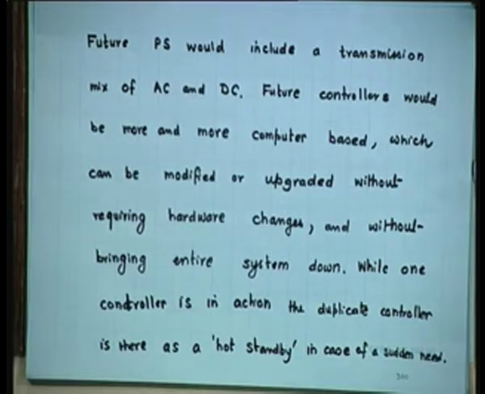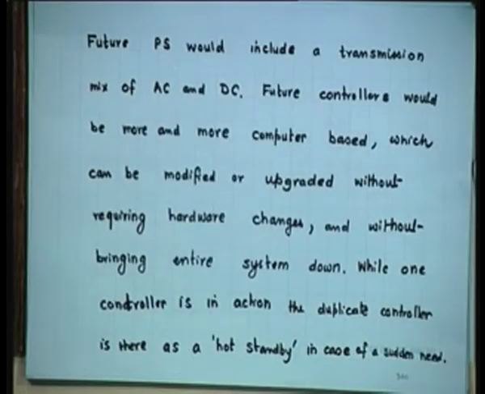Future controllers would be more and more computer based. That is very obvious. They can be modified and upgraded without requiring hardware changes. So, mostly control is through software now and without bringing the entire system down. So, it is on-load, online corrections, online control, real time control, smart control, intelligent control. These are the things. You may have a card and that can give you access to a room, access to a library, you can go to a bank, that card can be everything for you.